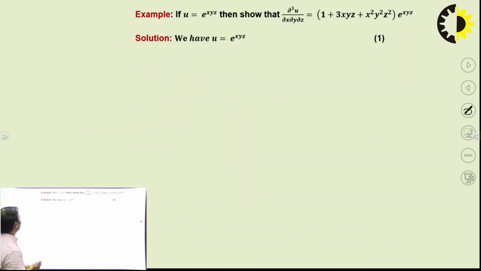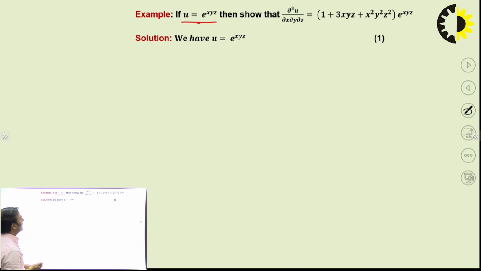Yes, can we have another example? Yes, I have another example with me. It's a very typical question and it is a very important question as well. So student, here first time we are going to deal with 3 independent variables. So what is the question? The question is, we are given u as a function of exponential x, y, z.